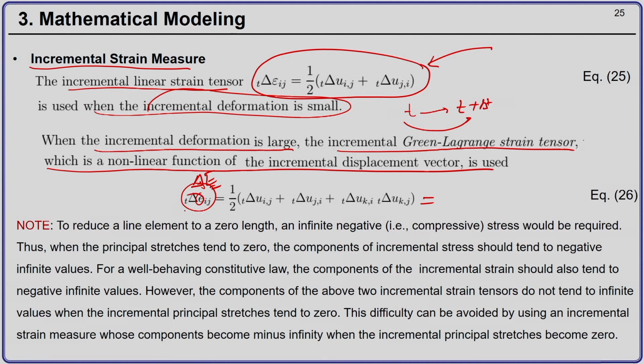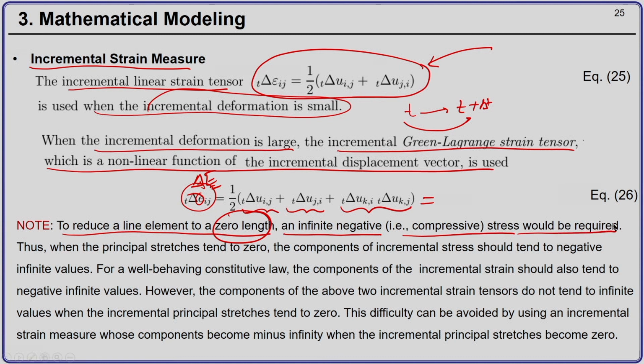So, T delta E equal to 1 by 2 gradient of u plus the transpose of the gradient of u plus the product of gradient of u times gradient of u transpose. Okay. Now, one of the important things to note is, consider you have a line element, and now you want to reduce it to a 0 length. You want to compress and reduce it to 0 length. So, you will need an infinite amount of negative, that is compressive stress.